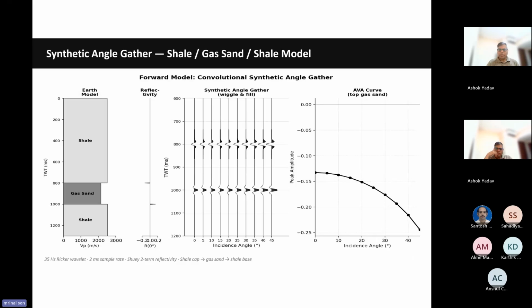Here we have the shale. This is the gas sand. This is the shale. So you have this reflectivity and that reflectivity. So this is your negative and this is your positive, and you can actually see how this is going. And if you follow this carefully, you can see that there is an increase in amplitude. If you just plot the amplitude, this looks like this, more and more negative. So this is your typical class 3.